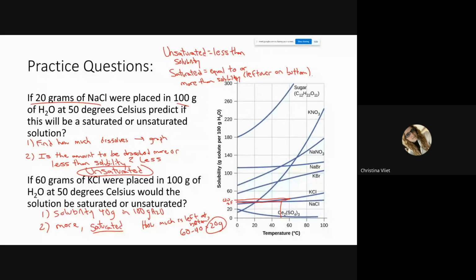All right, we've got one more definition to look at. Let me double check. I'm pretty sure. There are a few questions about supersaturated in here, so you do have to go over that definition.